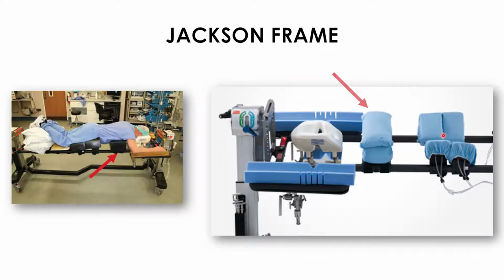Here's a Jackson frame. This is the chest piece. This is where the hips go. And this is where the thighs go. And you can see the person on the frame on the left, how it's supposed to go. We all had training on how to position a patient on this bed. However, when you place the pads on, care must be taken when you put the patient on there that the pad stays in place.